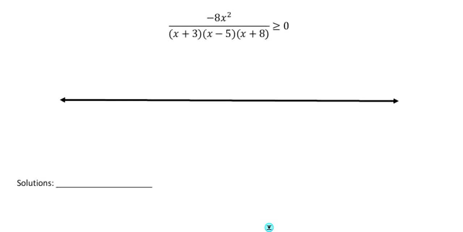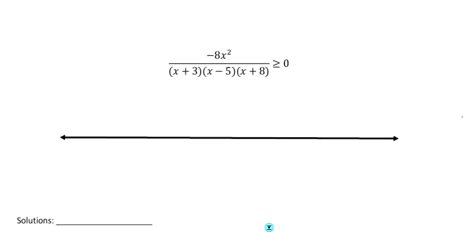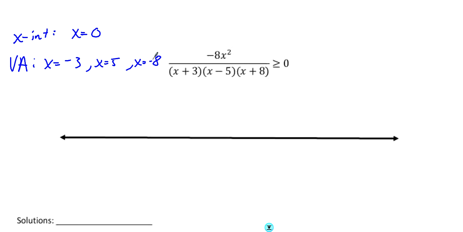Okay, so the second example is very similar to the first. Set it up exactly the same way. So first, let's find our zeros, our x-intercepts. We only have one at x equals 0. That comes from the numerator. Then my asymptotes are at x equals -3, x equals 5, and x equals -8.